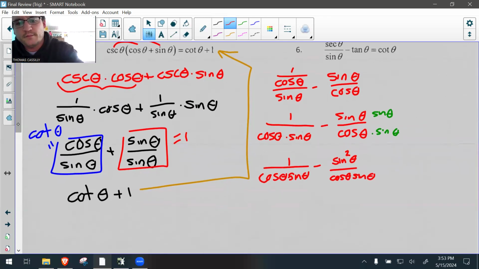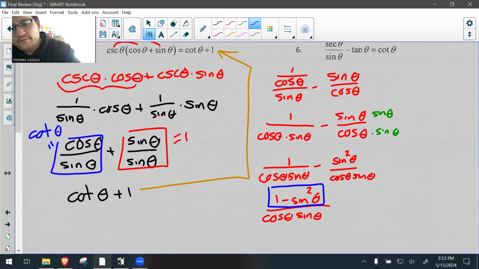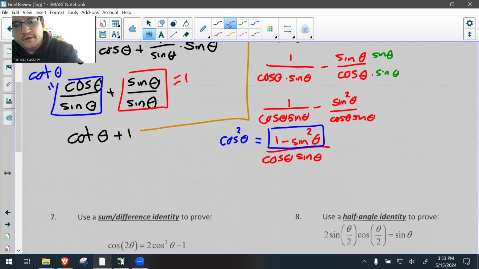So what we're going to have on the top is 1 minus sine squared of theta, all over cosine of theta times sine of theta. And if you're looking ahead here, this guy right here equals cosine squared of theta. I'm running out of room here, so I'm going to call this cosine of theta times cosine of theta. That is cosine squared all over cosine of theta times the sine of theta.